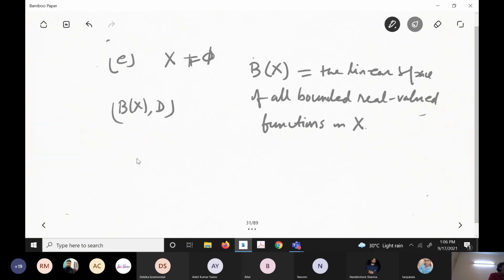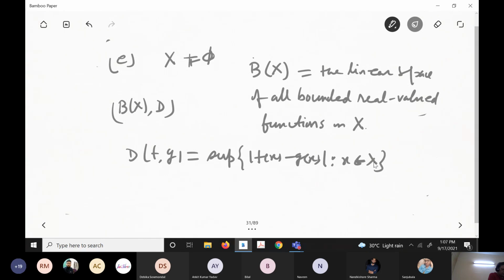This is called the sup metric. It is defined as the sup of mod f(x) minus g(x), for x belonging to X. And remember, look at the proof. This is important: that D is a complete metric, meaning B(X) with D is a complete metric space. So look at the proof of that.